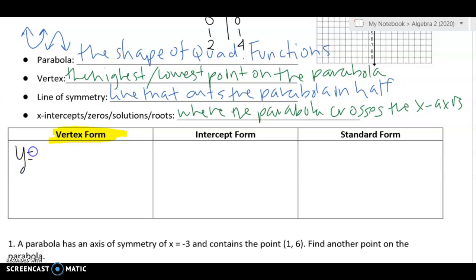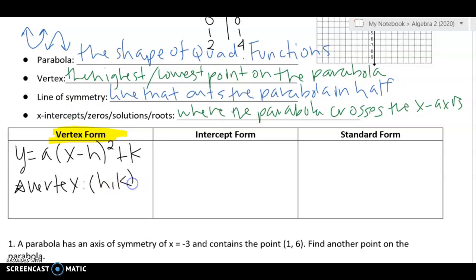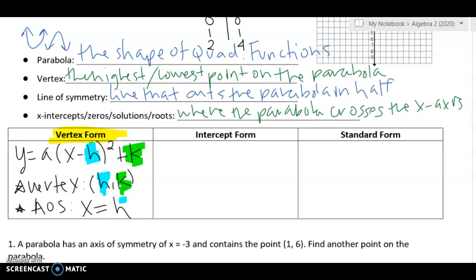So it's going to look like y equals a times x minus h squared plus k. 2 little things to know about this. Vertex form tells us really easily the vertex. It's kind of in the name right there. This is h comma k. So if you're looking at this highlighting part, the blue goes with the blue. The green goes with the green. The other thing that you can tell really easily besides the vertex is the axis of symmetry, the line of symmetry. This is always going to be x equals whatever the h value is. And again, I'm going to highlight that blue because all of those blues match up.